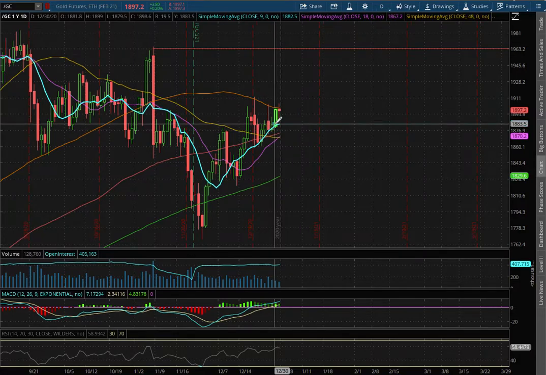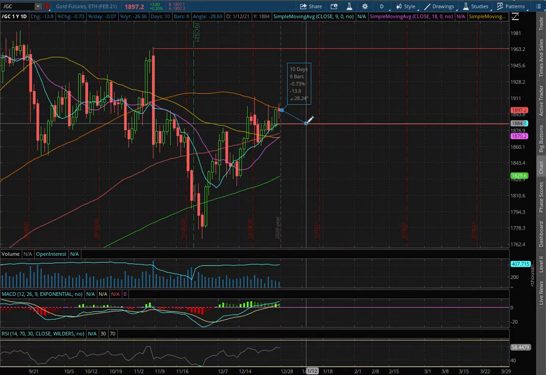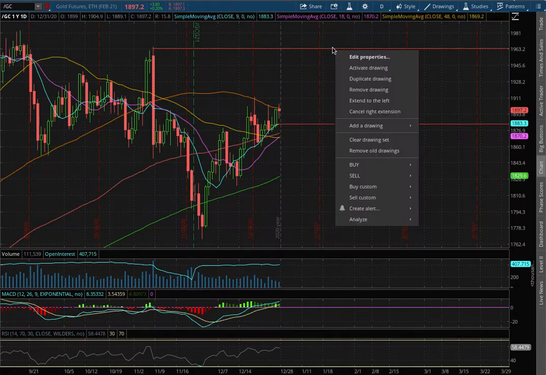And if we were to test that support, that price movement to the downside is roughly around, say, 73 basis points, and to test resistance, that is around 3.5% to the upside.